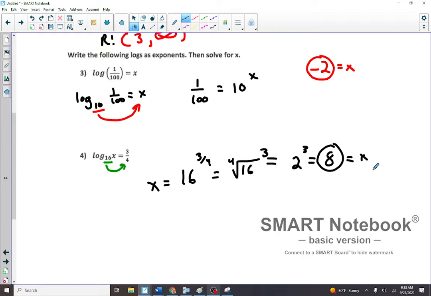For these, I say you have a calculator. You're not forced to have a calculator, so these should be all solvable by hand.